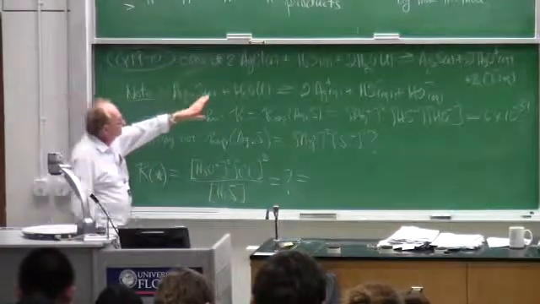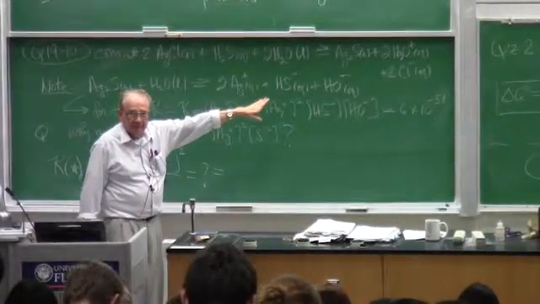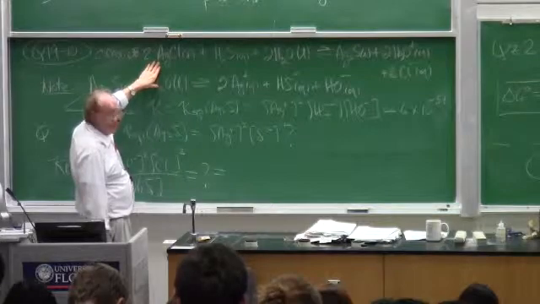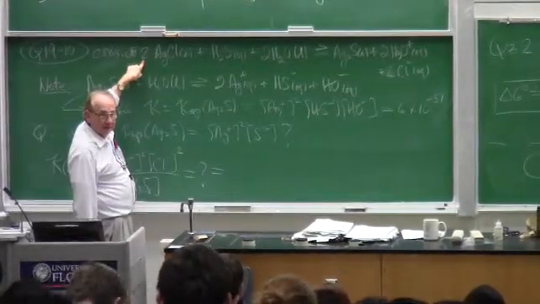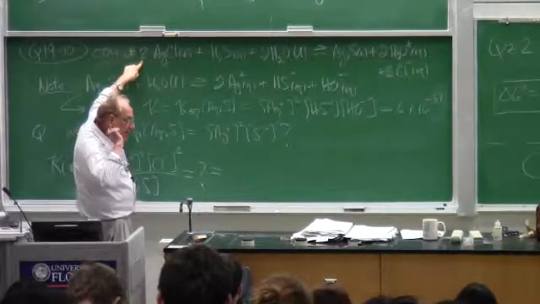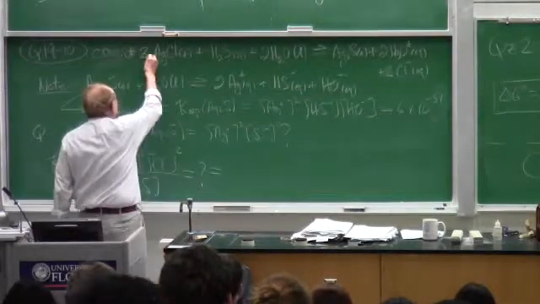Now then, forget that for the moment. Let's go back to this. I want to calculate K for this equilibrium. It's telling me I'm going to have KSP for silver chloride on the left to what power? Squared. Uh-oh.